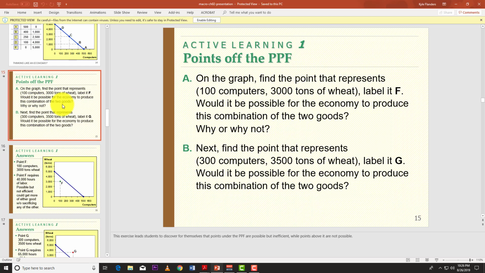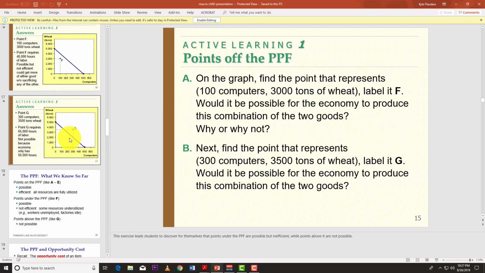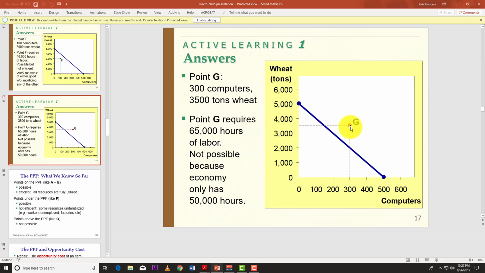Now let's look at what they say about G. Next, find the point that represents 300 computers and 3,500 tons of wheat. Label it G. Would it be possible for the economy to produce this combination of two goods? And of course the answer is no, because point G is unattainable. It's impossible. If you produce 300 computers, you can only produce at most 2,000 tons of wheat. You see that? You come up, this is where it hits, come across, that's what 300 computers give you in terms of wheat. At G, 300 computers, you go up to G, you cannot do it.